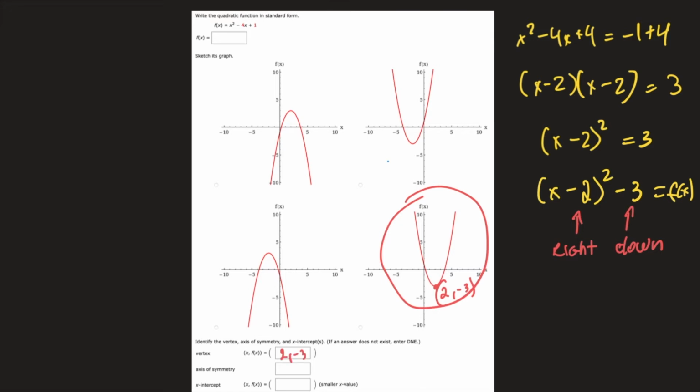My axis of symmetry is just the x-coordinate of that. In other words, what is the vertical line that cuts this function exactly in half? X is equal to 2.